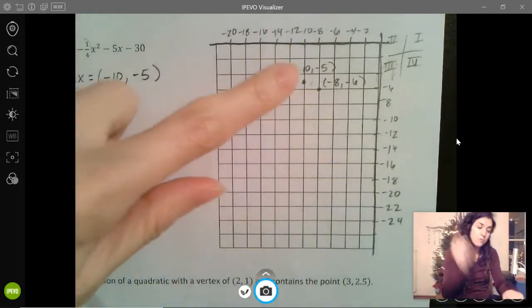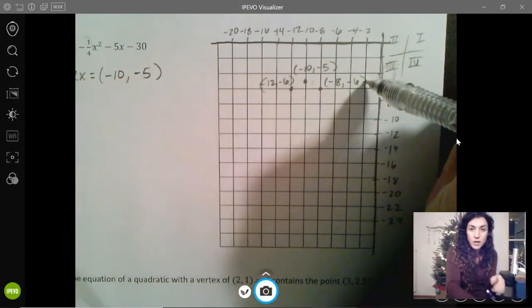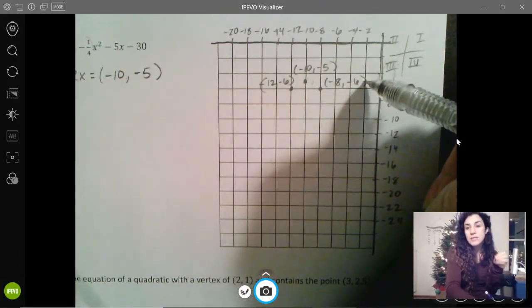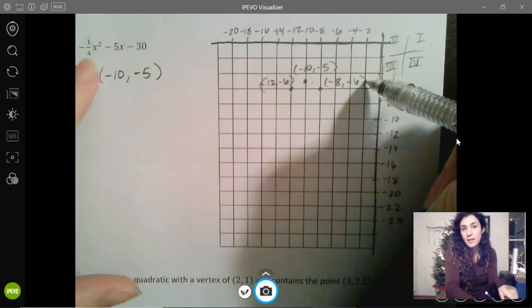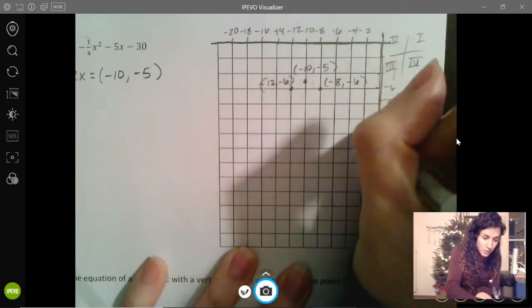So I would do my movement of 4 to the right, 1, 2, 3, 4, and then take that vertical movement of 16 and multiply it by -1/4, which makes it become -4. So I go down 1, 2, 3, 4.